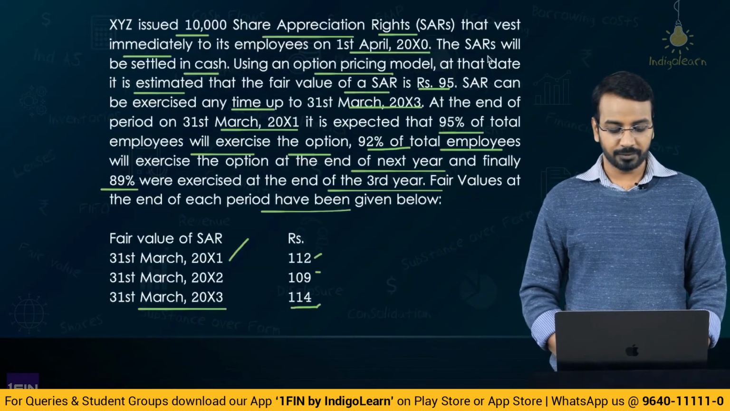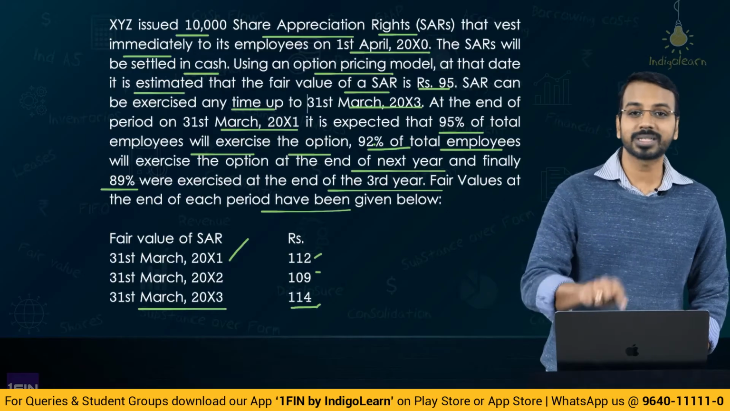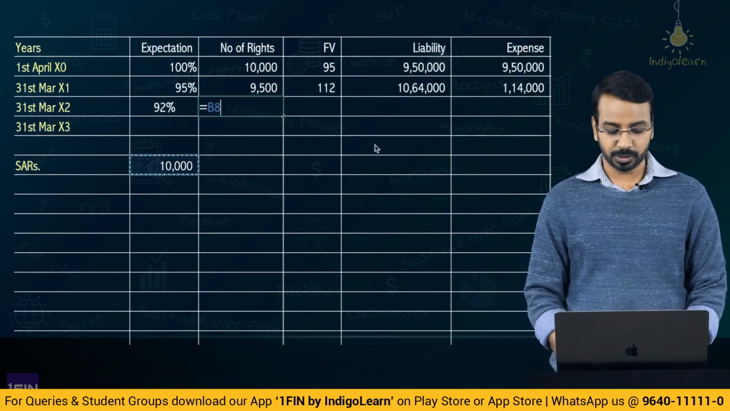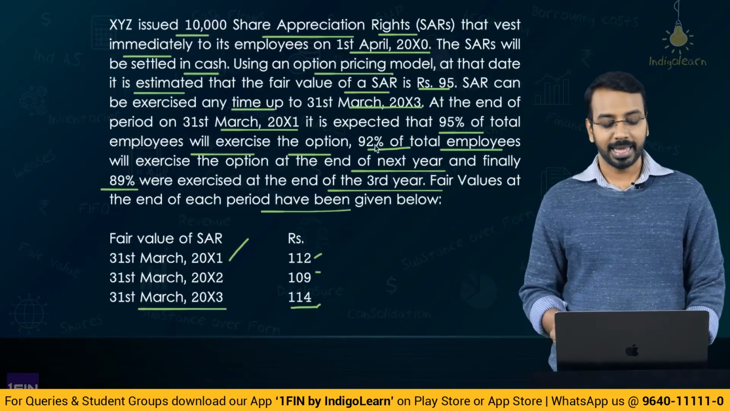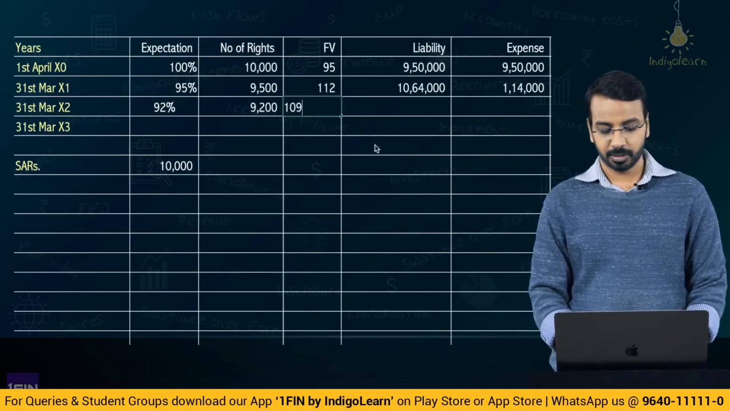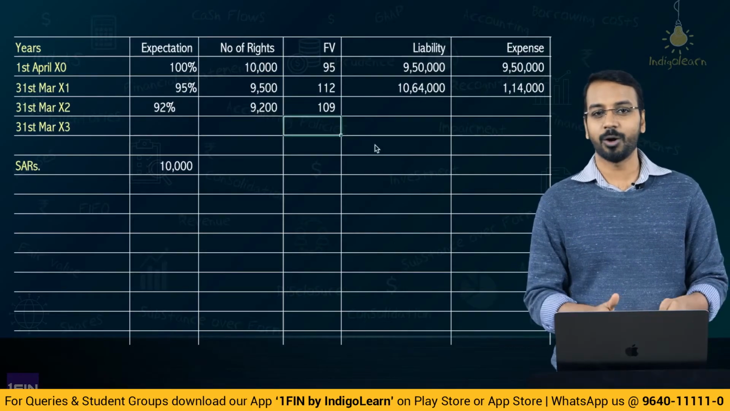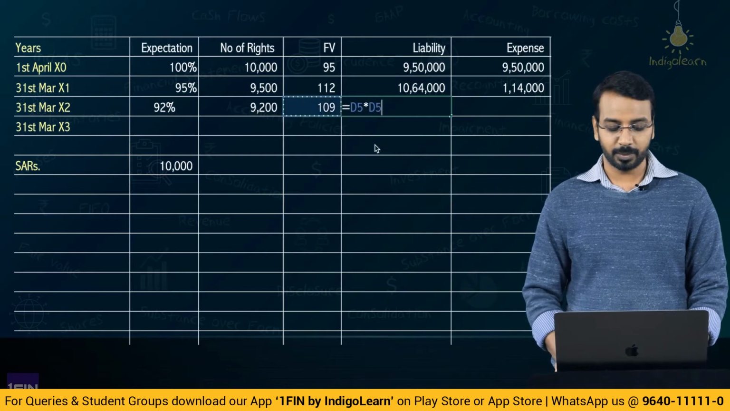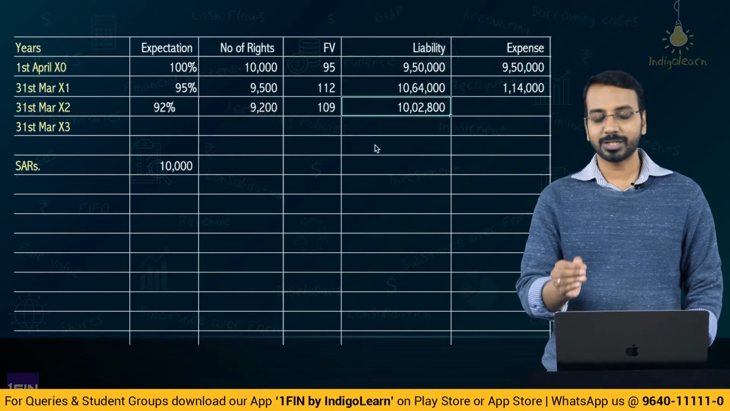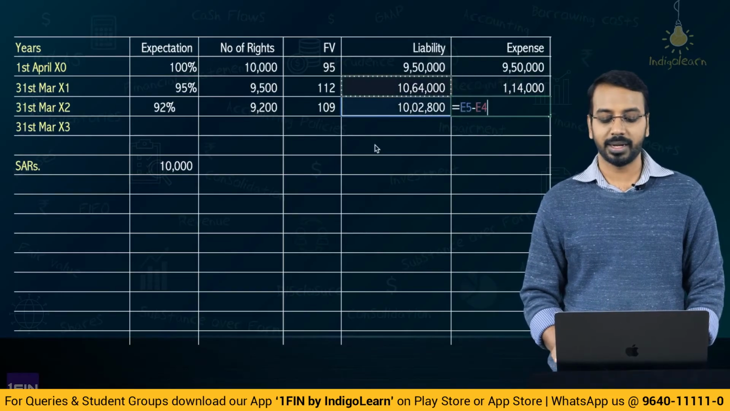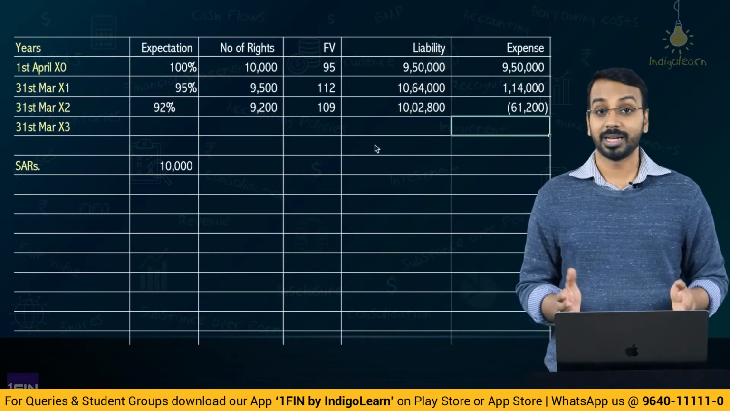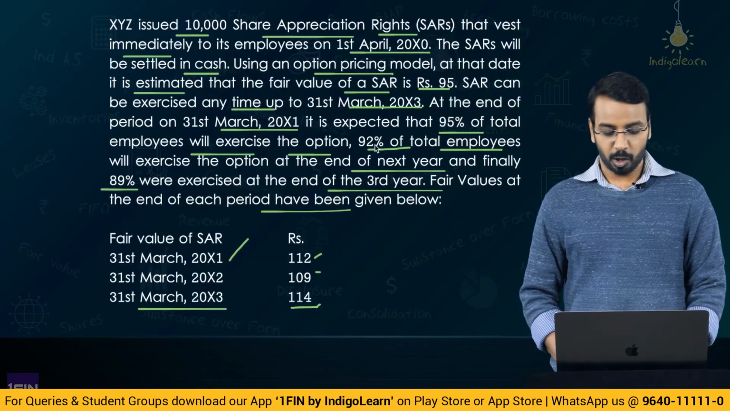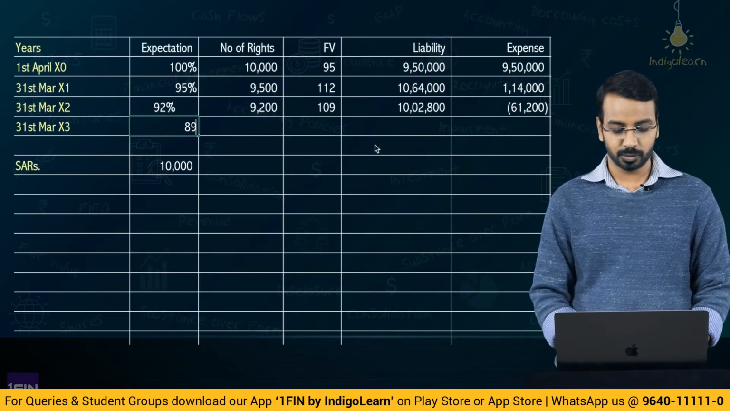Then moving on to 31st March of year 2, we expect that 92% of employees will exercise the option. So it is 10,000 multiplied by 92%, that comes to 9,200, and now the fair value has come down to 109. What does this mean? The number of rights is going down and the fair value is also going down, which means the liability is reduced. Now what will be the liability? 109 multiplied by 9,200, the liability will be 10,02,800, and there is a reduction of 10,64,000 minus 10,02,800, a reduction of 61,200. Now there is a negative expense, which means we will have to credit the employee expense account. And lastly, how many exercised? Finally 89% was exercised, so this is 89%.